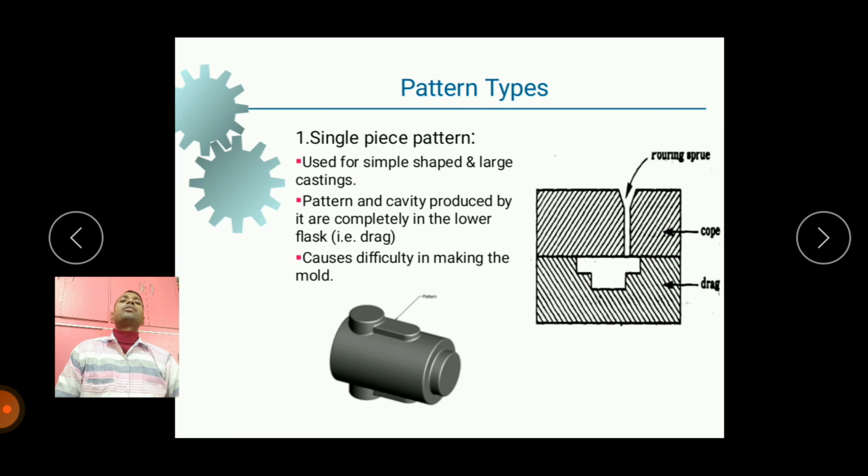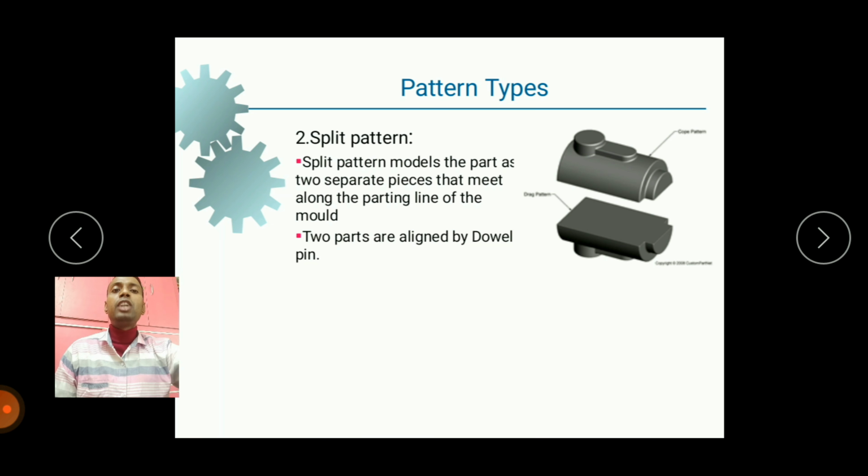Now, the different types of pattern I will discuss here. Single piece pattern. This is with the help of a diagram. You will see that it is used for simple shapes and large castings. The pattern and the cavity produced by it being completely in the lower flask causes difficulty in making the mold. Split pattern. A split pattern molds the part as two separate pieces that meet along the parting line in the mold. The two parts are aligned by dowel pins.